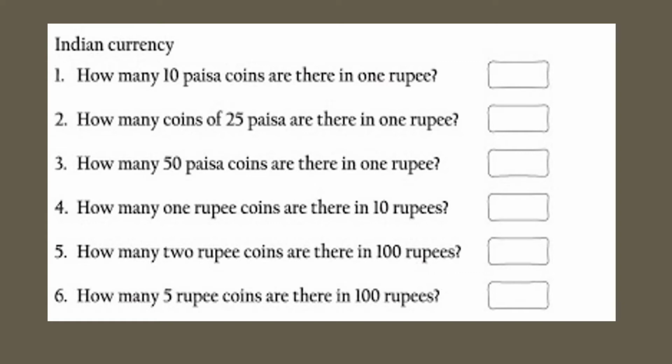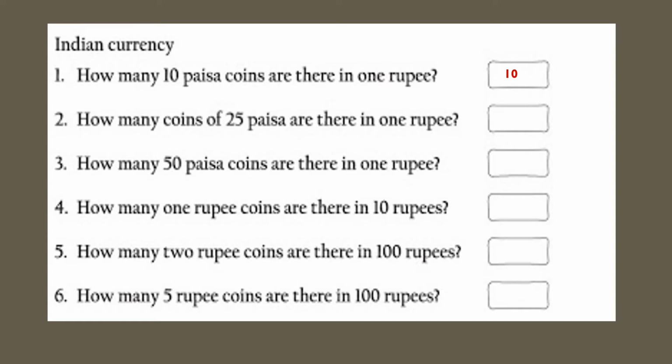So you know that 1 rupee has 100 paisa. So what you will do? Divide 100 paisa by 10 paisa. So you will get the answer 10. When you multiply 10 paisa with 10, you will get 100 paisa. So 100 paisa makes 1 rupee. So in this way you will write the answer.